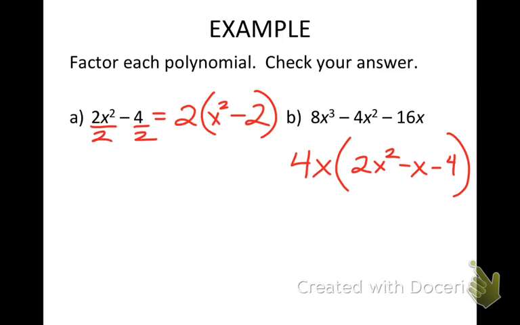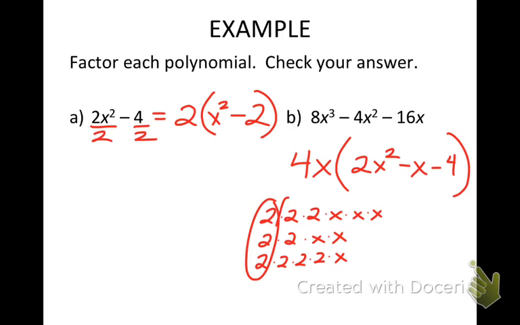Okay. If you want to write out the prime factorizations each time, feel free to do that. 8 is 2 times 2 times 2, and then 3 x's. 4 would be 2 times 2 with 2 x's. 16 is 4 2's with 1 x. And then make your pairs, pair, pair.